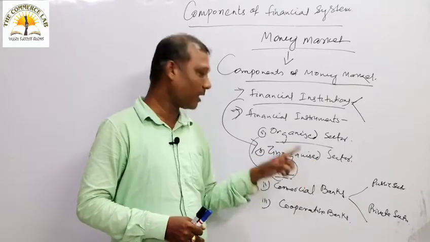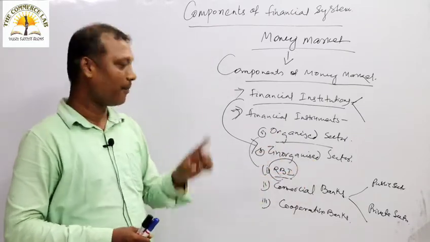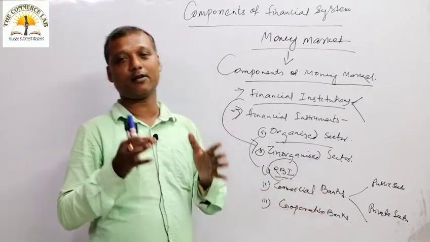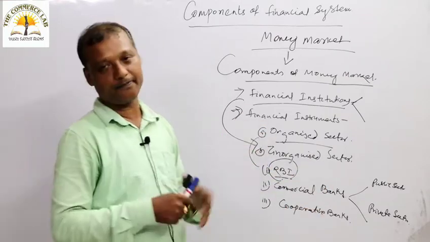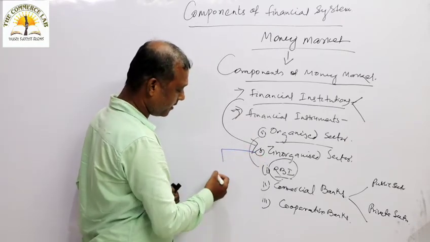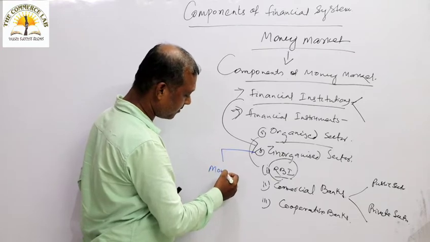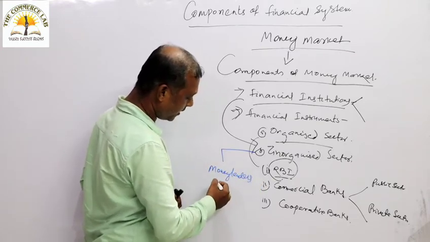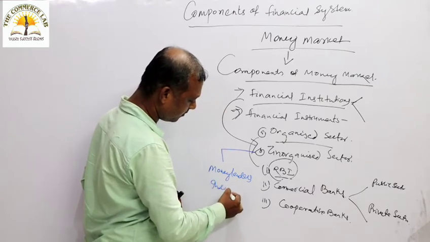We have classified money lenders under the unorganized sector because their activities are not under the control of the RBI. So, if you talk about the unorganized sector, let me write that down: money lenders. Then we will talk about indigenous banks.